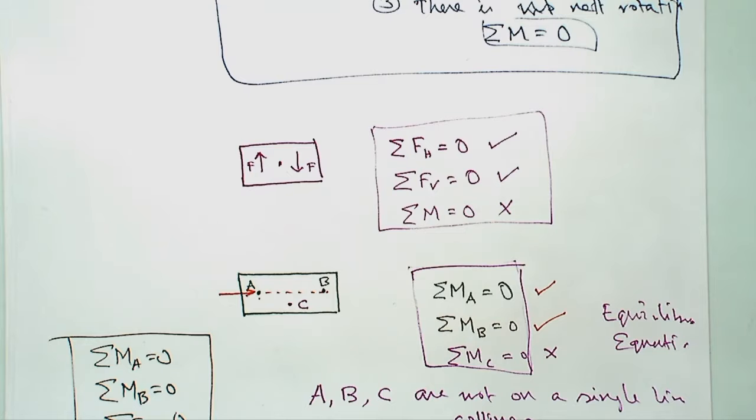Similarly, if it is triangularly distributed, like the wind pressure or the water pressure, you find the total area of this load, and put it through its centroid. Now, you may remember the centroid of a triangle is 1/3 from the side.